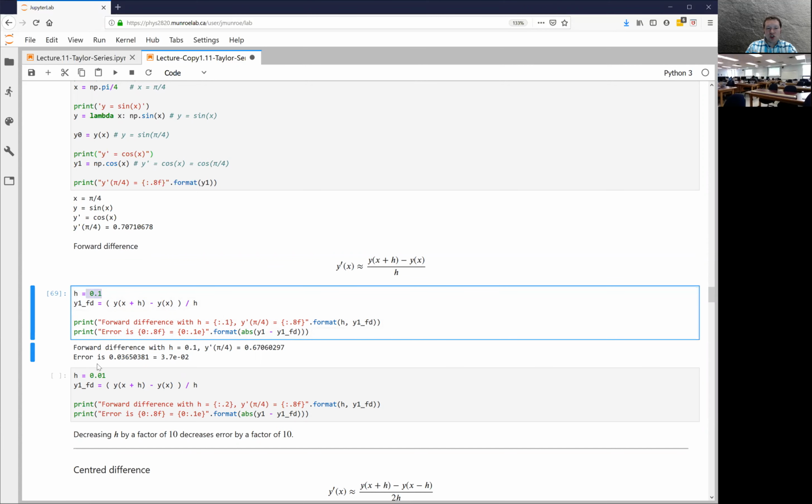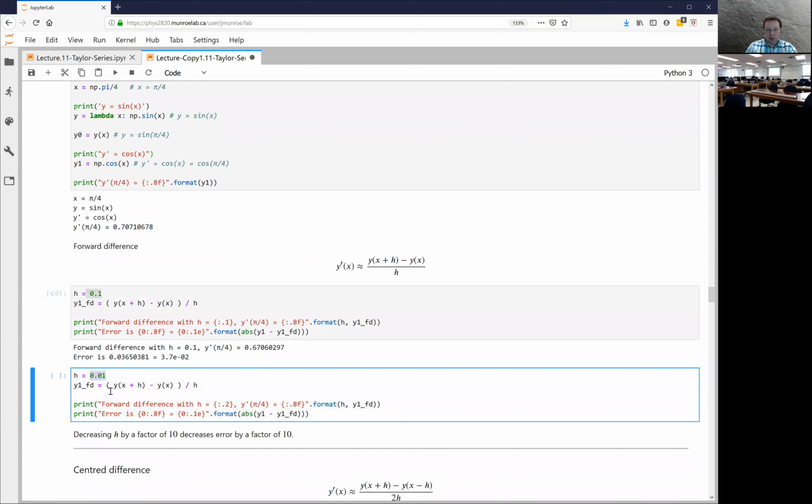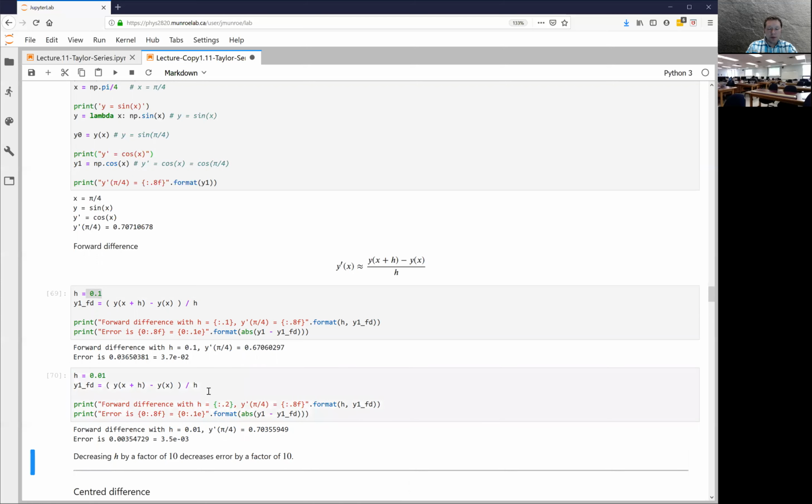If I reduce h by a factor of 10 and run the same code, you'll see that the error has decreased by a factor of 10. So I've gone from an error of 0.036 to an error of 0.0035. The error has gone from 10 to the minus 2 to 10 to the minus 3. Reducing h by a factor of 10 has reduced the error by a factor of 10. That's what we mean by a linear dependence on h, order h.